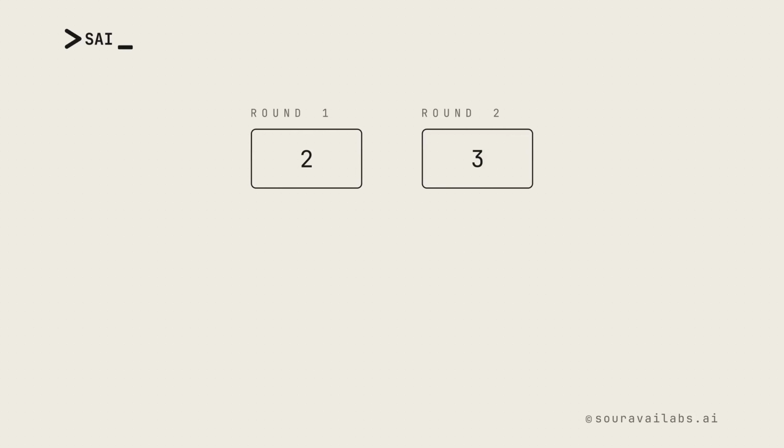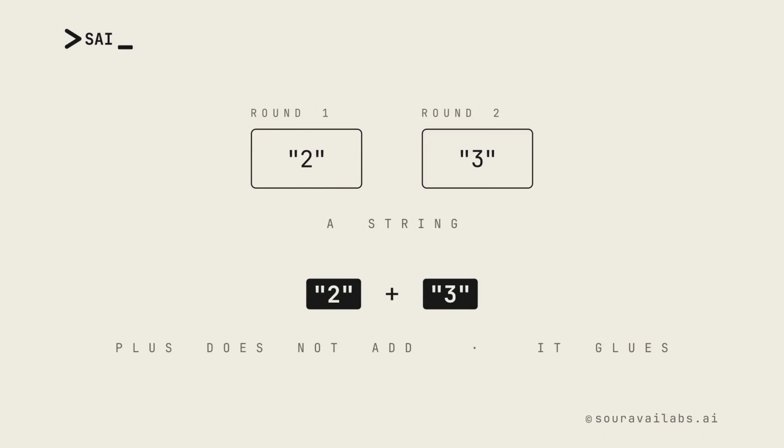Look at where those scores arrived from. A form. And anything typed into a form arrives wrapped in quotes, which makes it a string. For a string, plus does not add, it glues. So the 2 and the 3 just stick together and out comes 23.